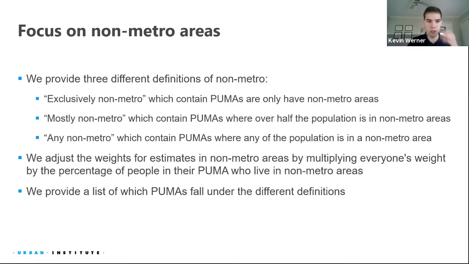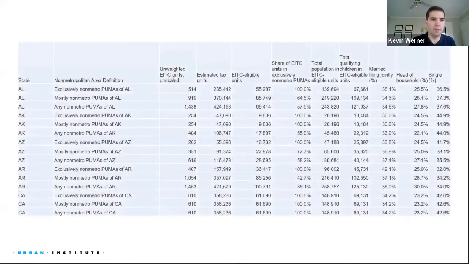So for each state, we show all 3 of those. And we also include a list of which PUMAs fall under the different definitions so that users can know what areas they are looking at information for. And so just another example, this is what the data looks like for the non-metropolitan areas.